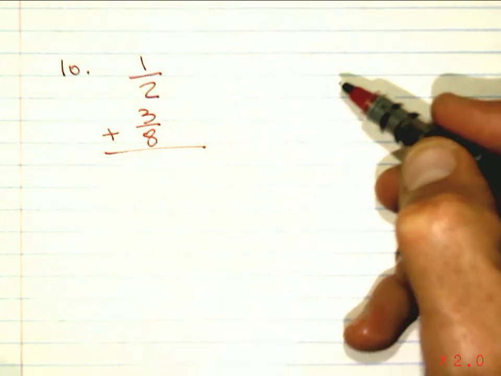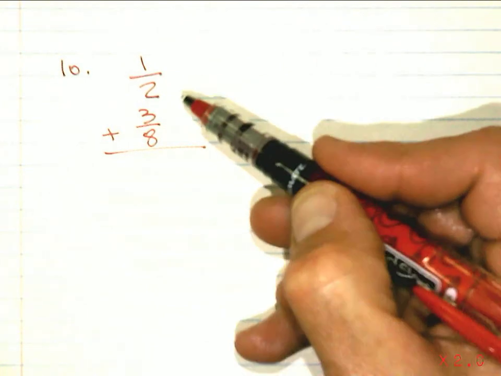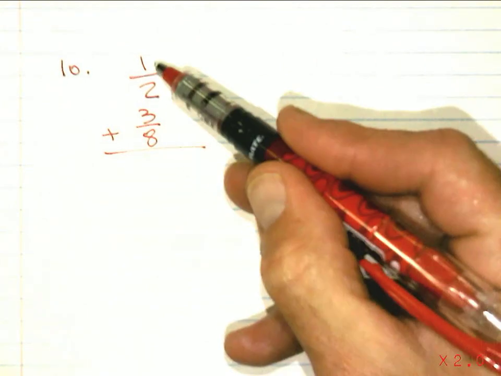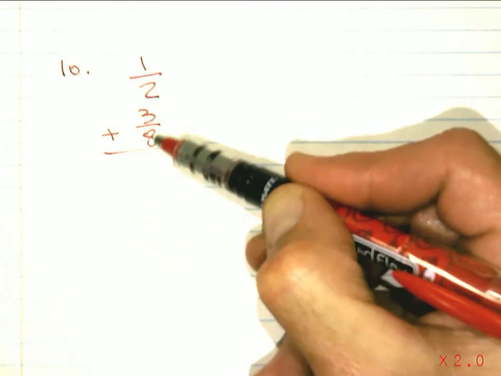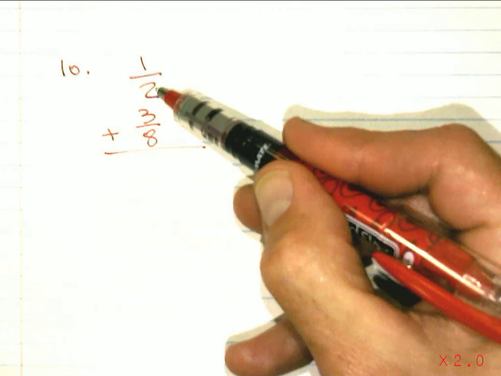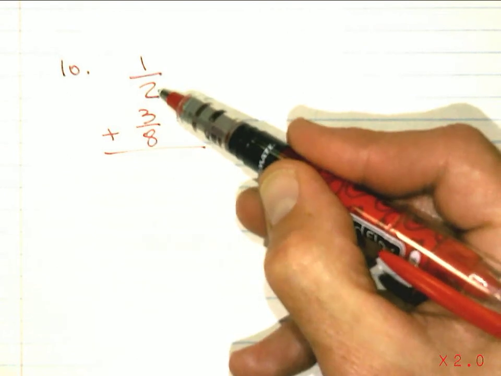So in this problem we're going to add two fractions together. The fractions have unlike denominators. The top number is called the numerator, the bottom number is called the denominator. And when you add fractions, they have to have the same denominator, or a common denominator.